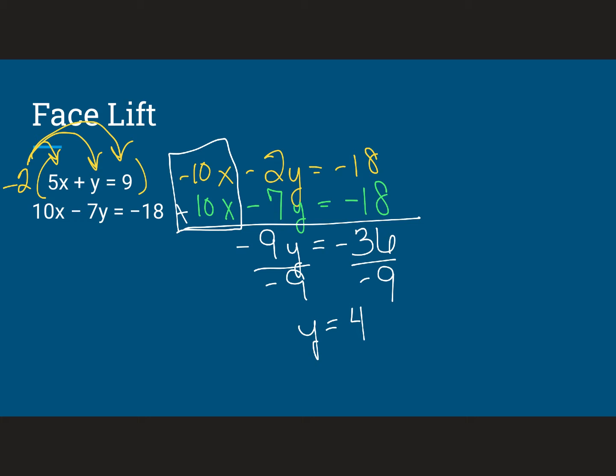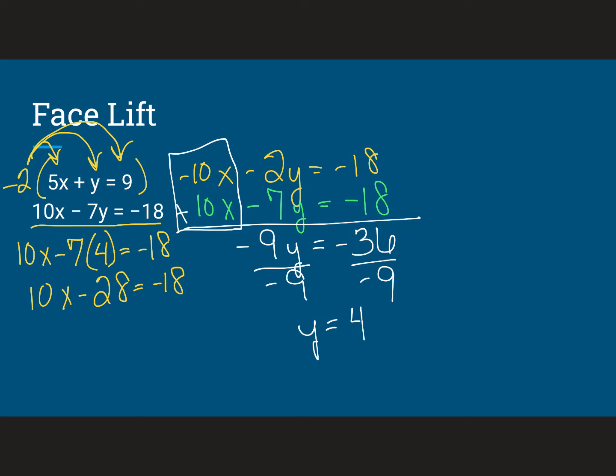Once I have my y value, I need to find my x value. Now, this is one important part. You want to go back to one of your original equations. In this case, I'm going to take this bottom equation. So I have 10x minus 7 times y, which I said was 4, equals negative 18. So I have 10x minus 28, 7 times 4, equals negative 18.